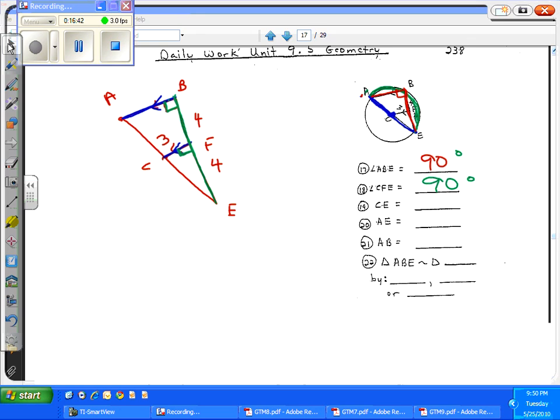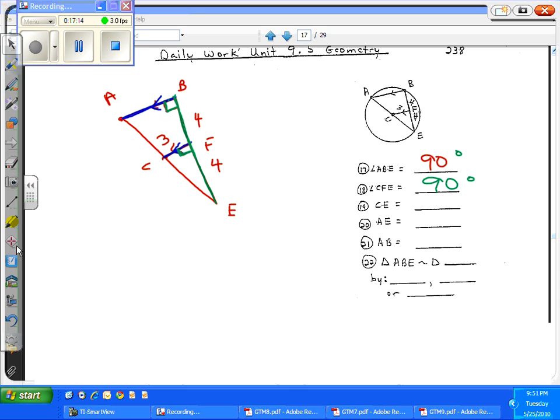Well, what about CE? What about CE? Well, CE is a radius. We can see that in the circle over there. But we may not can solve for that yet. Let's see what's covered up here. We've got a 4 and a 4 and a 3 CE. Yeah, we can find it. Because we can use what?